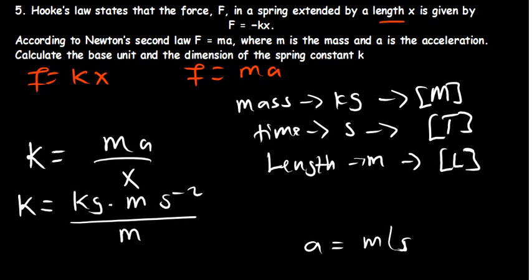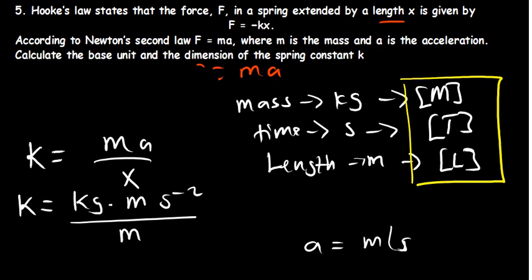Next, I'm going to replace with the dimensions. When we're talking about dimensions, we mean the square brackets. So I will replace each by what I have there. I'm going to say my k will be equal to kg, which I will replace with a capital M, which is mass. Next, this is meters. Meters is length. So I'm going to say it's length, and I put them in square brackets.